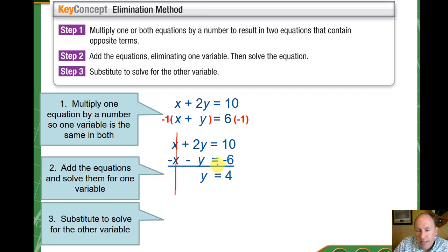Our final step will be to take that value for y and substitute it into one of our equations to solve for the other variable. You can use either one. I just chose the first: x plus 2y equals 10.